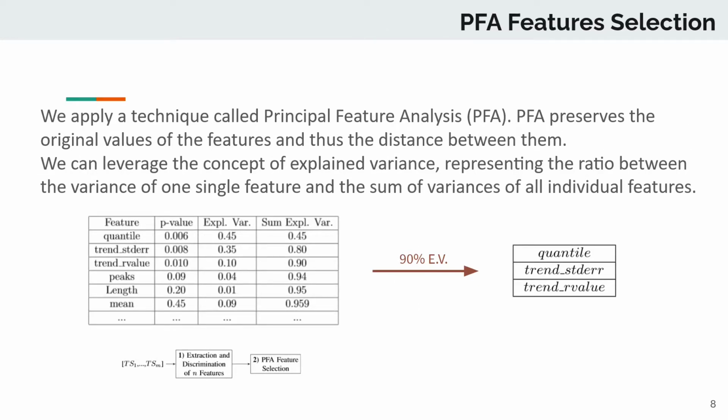Therefore, in order to obtain the optimal subset of features, FeatTS adopts an algorithm called principal feature analysis. PFA computes the explained variance of each feature and, based on a set threshold, selects the minimum number of features needed to obtain the requested threshold. In the figure, we can see that fixing a threshold equal to 90% of the explained variance, this can already be obtained with the first 3 features of the left-hand table. Therefore, only the first 3 features will be used by the algorithm from now on.